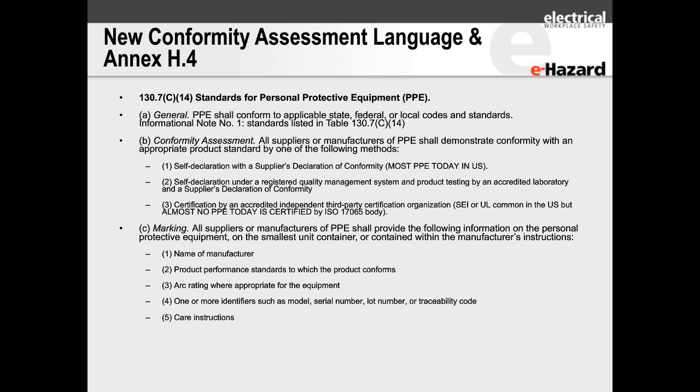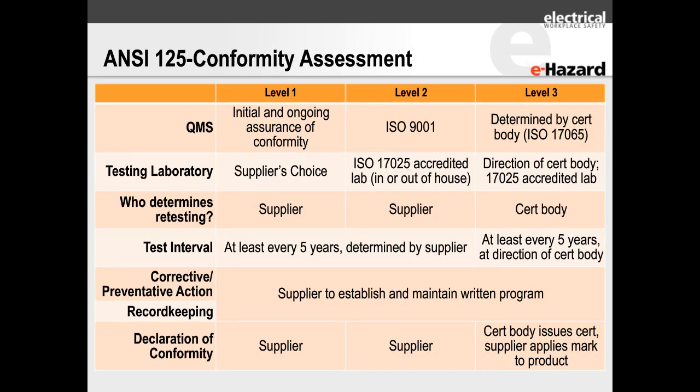Now, ANSI 125, which is mentioned in H.3 or H.4, is a conformity assessment. It has 3 different levels. The big thing this adds, and I think it's actually good, is the requirement to test every 5 years. Now, that is a requirement in ANSI 125, but 70E didn't require 125. They just listed it as one option.